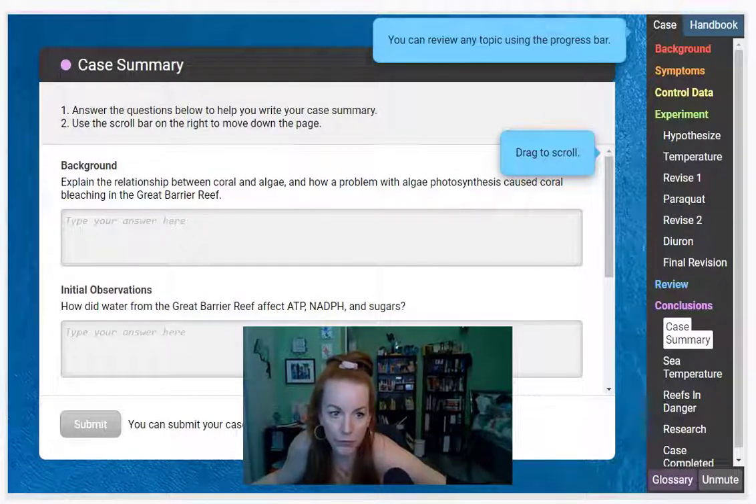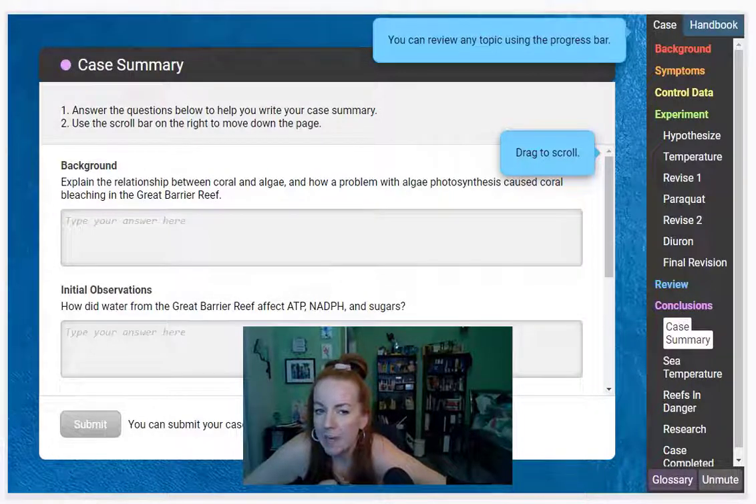What we are looking for in that one is, I want you to describe the mutually beneficial relationship between the coral and the algae. How is it mutually beneficial? What's happening in there? And then relate a problem in algae photosynthesis to coral bleaching and how those are connected. Okay, so that's the connection that we are looking for.